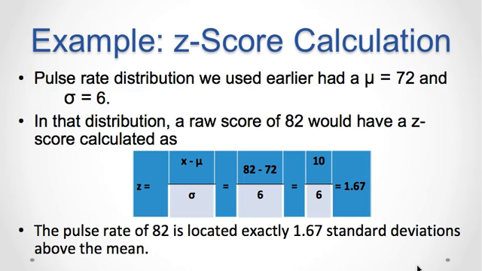Okay, let's take the pulse rate distribution from our empirical rule example in the previous video. Remember, pulse rates had a mean of 72 and a standard deviation of 6. In this distribution, a raw score of 82 would have a z-score of 1.67. Calculated as 82 minus 72 divided by 6, which gives us 10 divided by 6 equal to 1.67. The interpretation is as follows. The pulse rate of 82 is exactly 1.67 standard deviations above the mean. We say above the mean because this is a positive z-score. The score is above the mean.